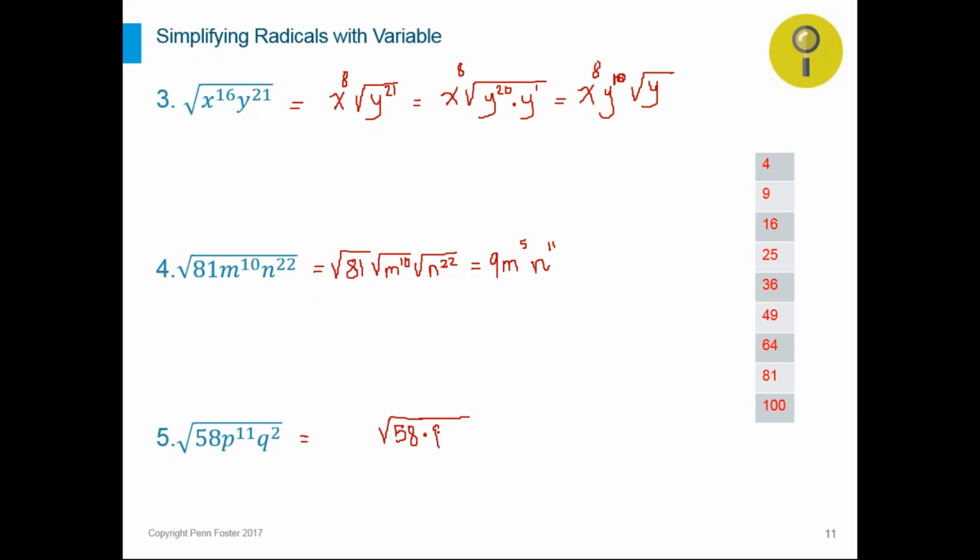Break this down to p to the 10th times p, and then q to the second, that's an even number, divide over 2, q to the first, so that would be in front of the square root sign. Let's simplify further. So we're going to have 58 staying under the square root sign, and p to the first will stay under the square root sign. What's going to be outside is the q and the p to the fifth, because 10 over 2 is 5. And that is the simplest form of this radical.